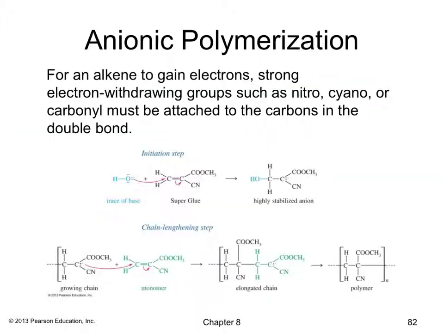So for anionic polymerization, you need to have an alkene with strong electron withdrawing groups such as nitro, cyano, or carbonyl. And so here's an example. Here's superglue, which has 2 electron withdrawing groups on this carbon. This allows a base to go and attack and push the electron, so you generate the carbanion. And this is stabilized just because it has these withdrawing groups. With that, you have then reaction occurring where your nucleophile attacks this carbon, pushes the electrons, and continues to go on. And so this would be anionic polymerization.